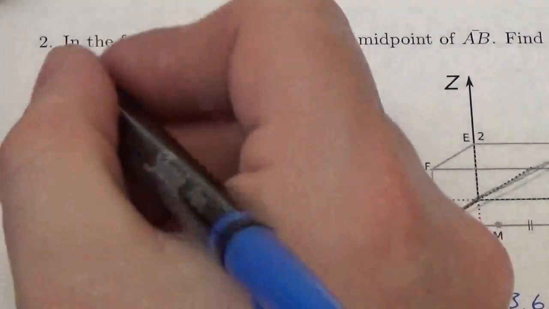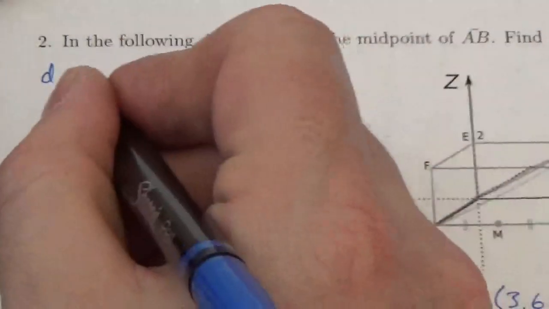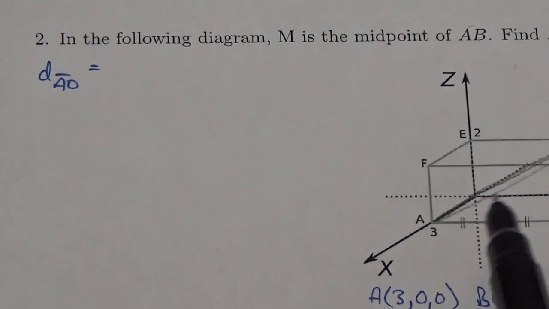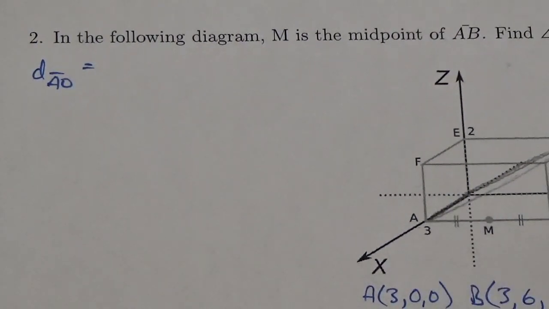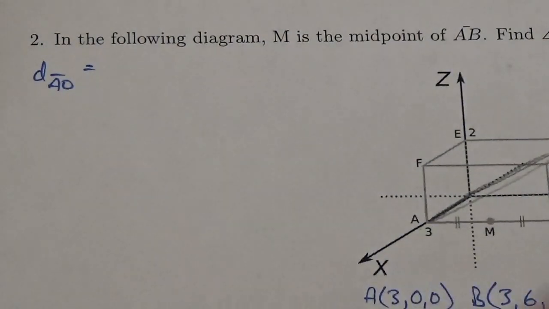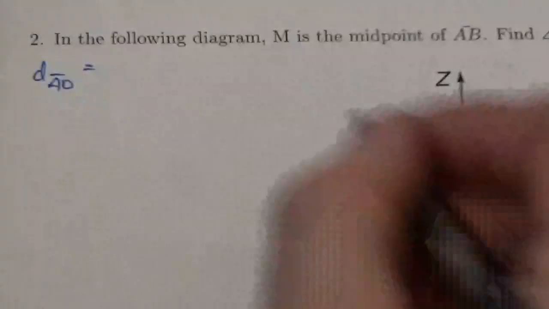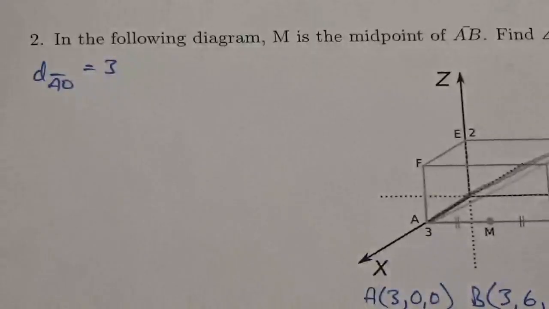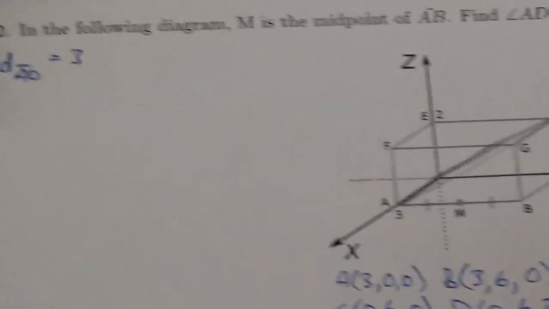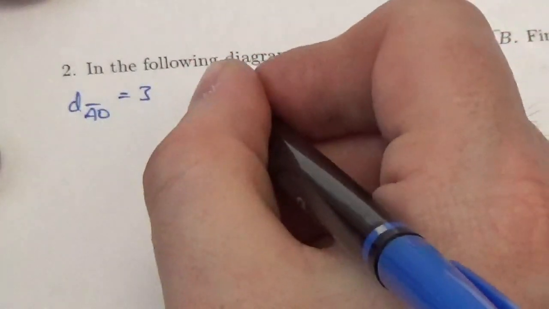Well, the distance along AO, I could plug in all of the coordinates there and figure this out, but I already know that distance is just 3. It only moved along the x-axis and then it came out to the point 3 here. So I already know that the distance AO is going to be 3. Now what I need is the distance from O to D. This one is going to be a little bit more complicated.